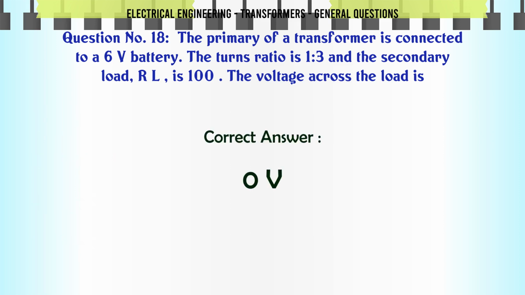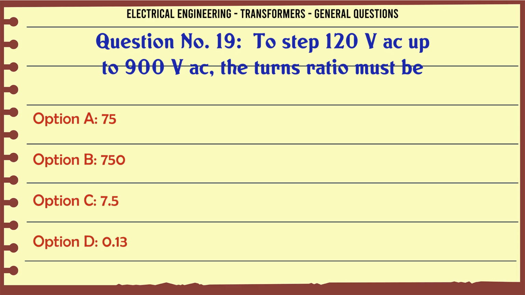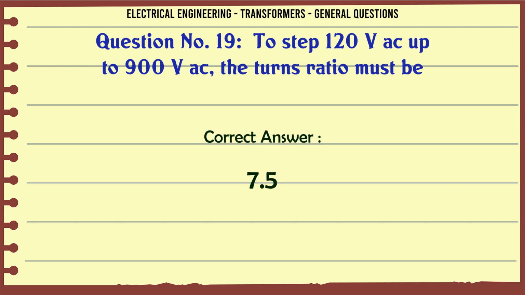The correct answer is 0V. To step 120 VAC up to 900 VAC, the turns ratio must be A. 75, B. 750, C. 7.5, D. 0.13. The correct answer is 7.5.